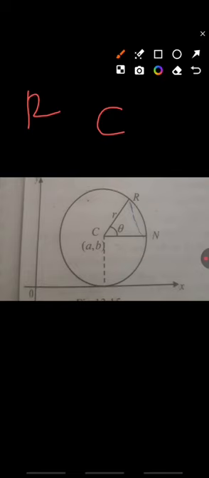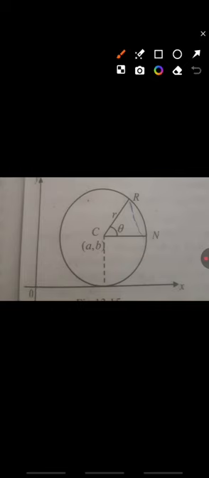So here you can see that small r is the radius, but before you can determine small r, you have to use the length CR. You use the line CR, so you can use the length formula. And to be able to use the length formula successfully, you have to know the coordinates of both points, the coordinates of R and the coordinates of C. Here we know the coordinates of C to be (a, b).